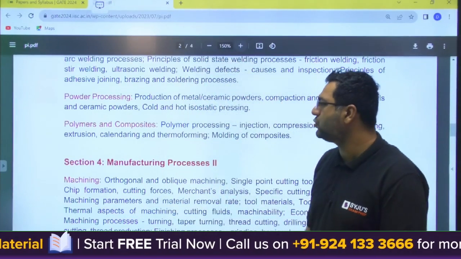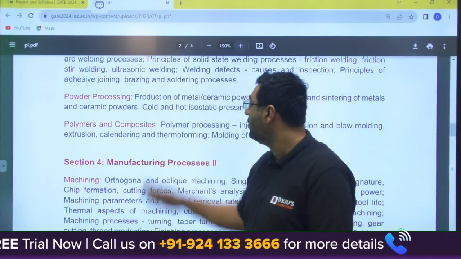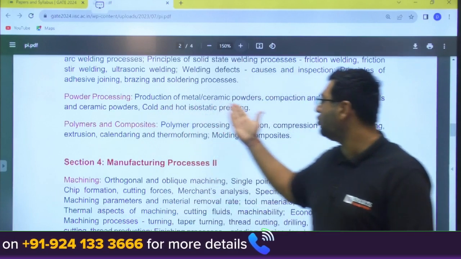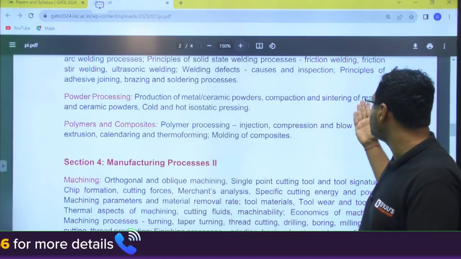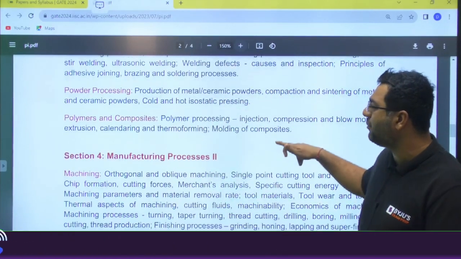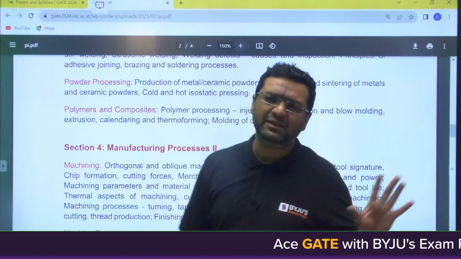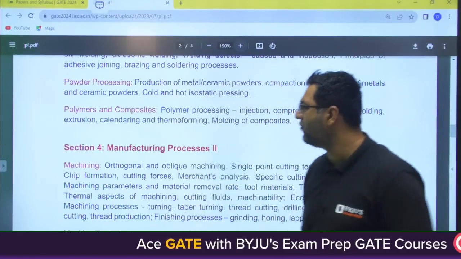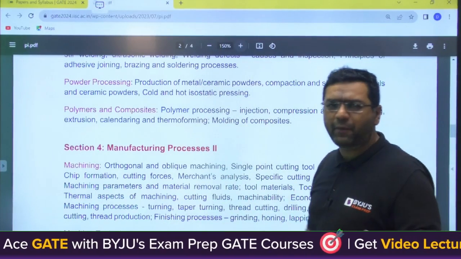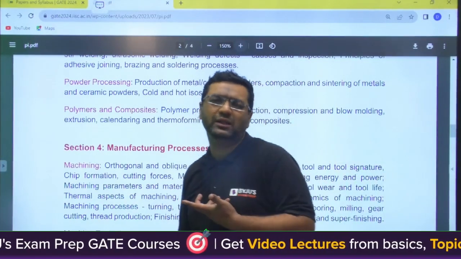If you see powder processing, this is related to powder metallurgy: production of metal and ceramic powder, compaction, sintering of metals and ceramic powder, cold and hot isostatic pressing. Same as that of the mechanical syllabus. There is no difference, although there they only write powder metallurgy, but we study all these things.